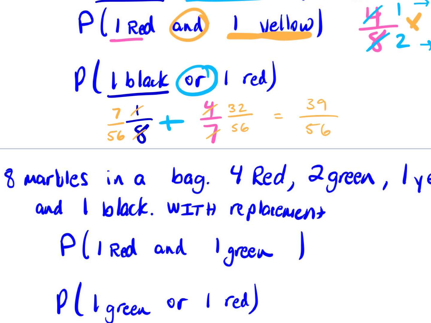Always check and make sure you can simplify your fraction. If you can simplify it, make sure you simplify. You could also just leave your answer as a decimal too. Do 39 divided by 56, and that would be your final answer.